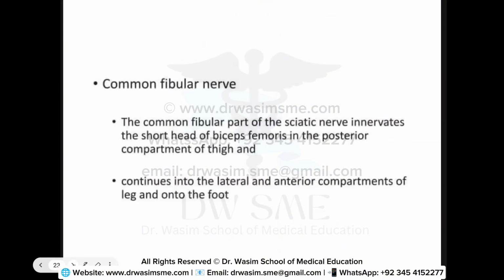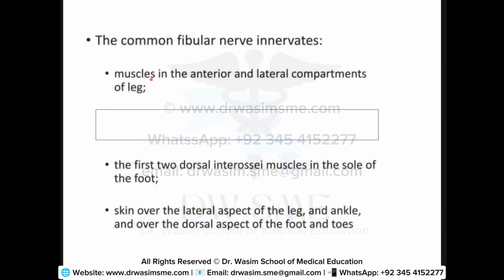Then we have the common peroneal or the common fibular nerve. Now, the common fibular nerve innervates the short head of the biceps in the thigh, and it continues to supply the anterior and lateral components of the leg. Within the common peroneal nerve, there are two further divisions, the deep peroneal nerve and the superficial peroneal nerve. The deep peroneal nerve is going to supply the anterior compartment, whereas the superficial peroneal nerve is going to supply the lateral compartment of the leg.